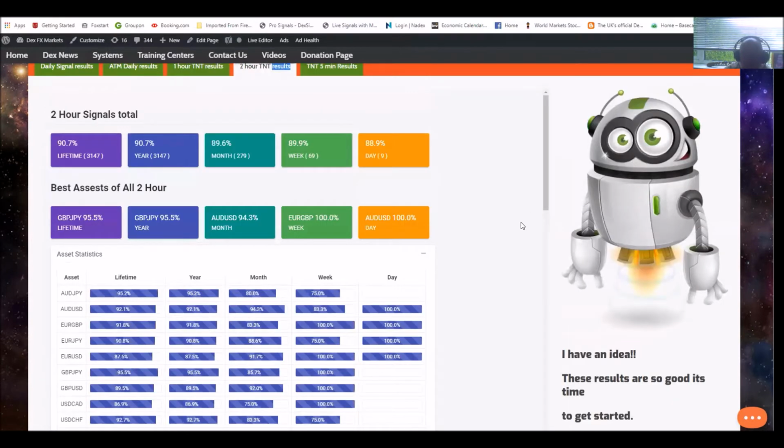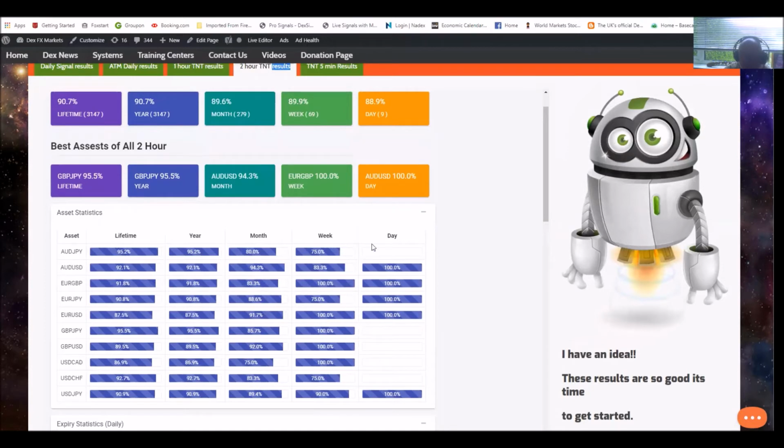Okay, for the 2 hour TNT, we've got 1, 2, 3, 4, 5 that haven't yet fired off. The five that have are sitting at 100% each. Okay, the lowest asset statistic: for the last week, as in 7 days, we have 3 that have fired off at 75%. That's the AUDJPY, the EURJPY, and USDCHF.